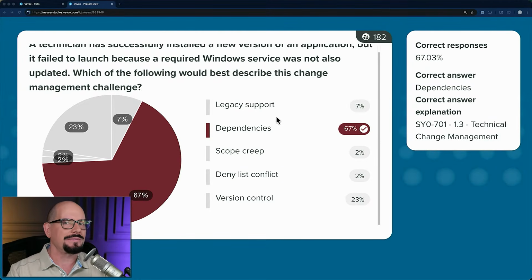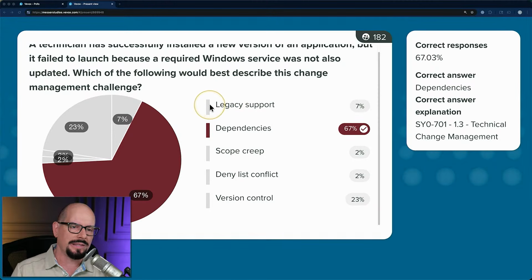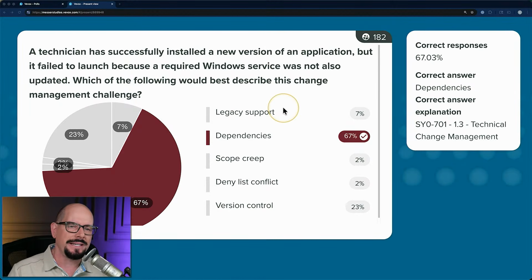They may not even be out of date. They just may be really, really old. They may still be supported by the manufacturer. That legacy support is one that sometimes requires a little bit different approach than our modern operating systems. That wasn't the issue that we found here, but it's one that you should certainly be aware of, and it is a change management challenge that you have to consider, especially if you're in a very large environment. Not the one we were looking for here. 7% of you chose legacy support.